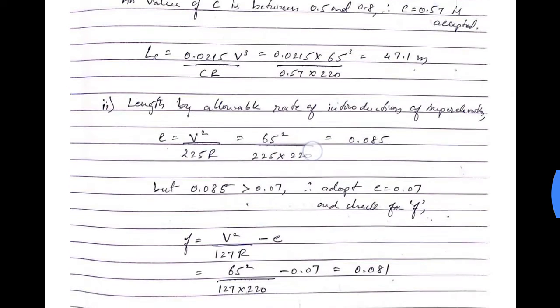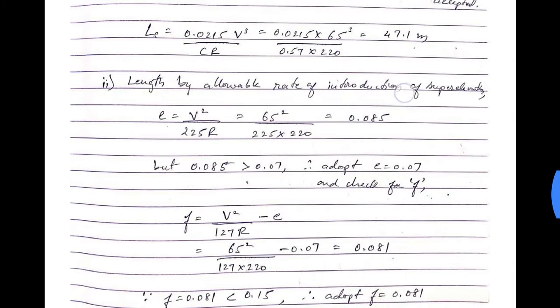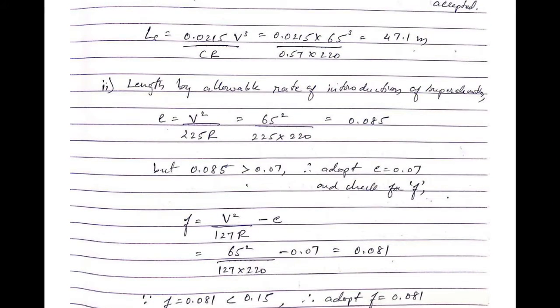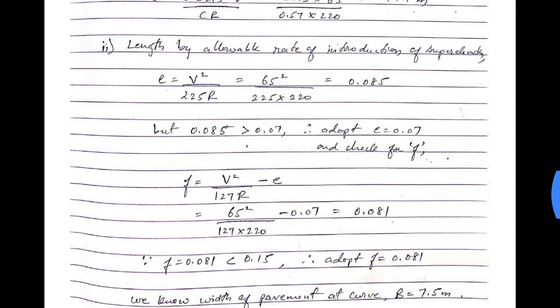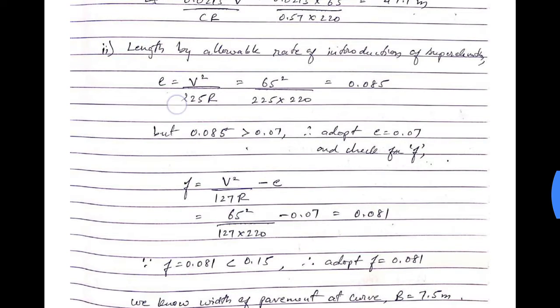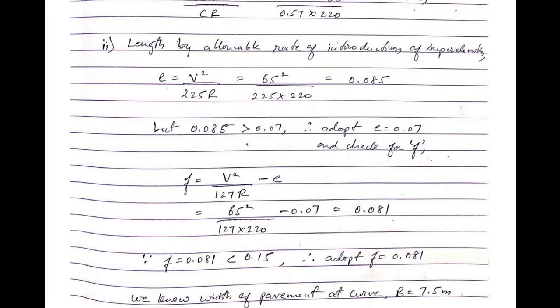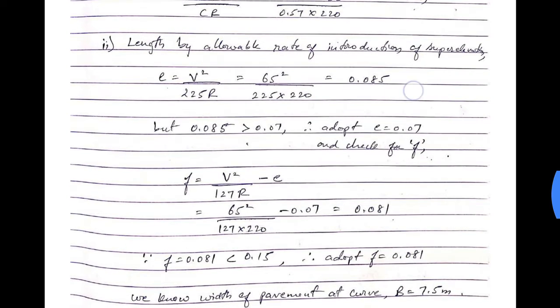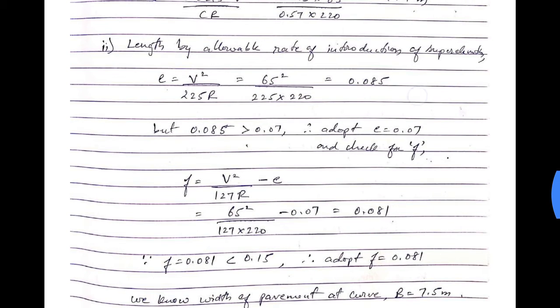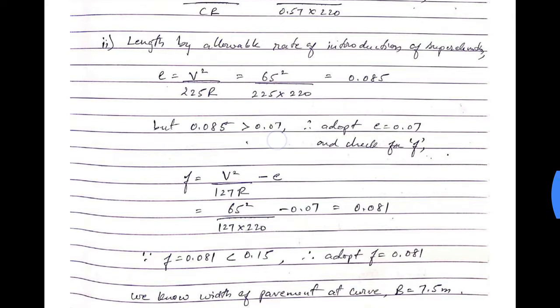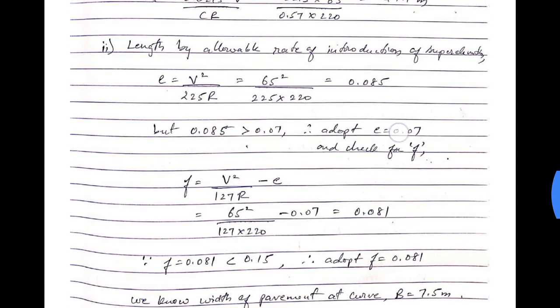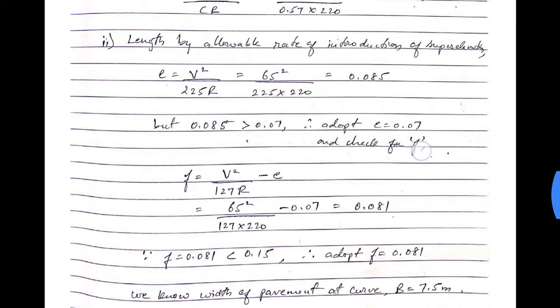Moving to the next condition, that is length by allowable rate of introduction of super elevation. Here we need to find the super elevation value first. Design super elevation can be found by E equal to V square by 225 R. Substituting V and R, we get E as 0.085. This is greater than the maximum value which can be used for super elevation, that is 0.07. Hence we need to adopt the maximum value, and next we need to check for F.